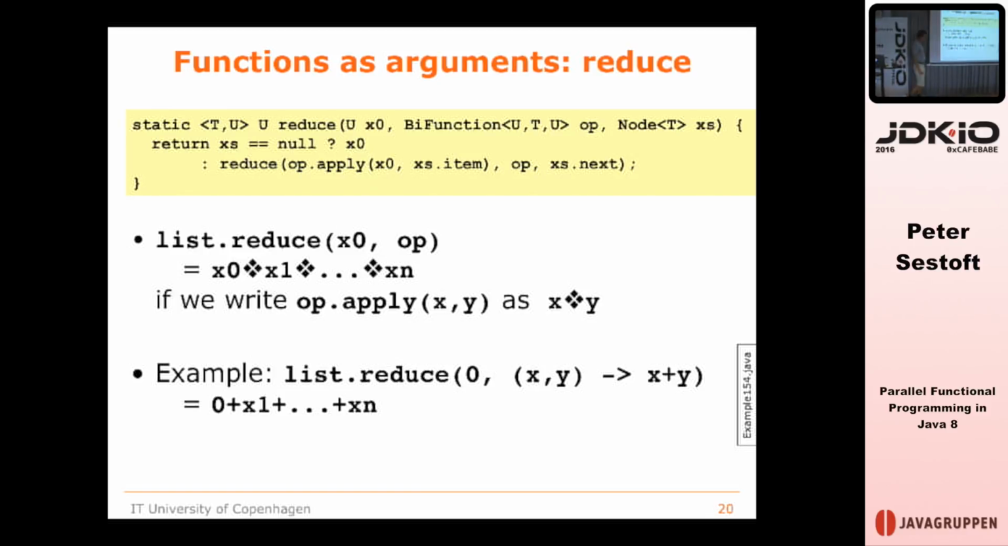And that's a simple way of computing summations. For instance, if we have a list and call reduce, so x0 is 0, and the function is add, so it takes an integer and an integer, and it returns an integer, then reduce computes the sum. And there are all sorts of interesting things that can be computed this way.